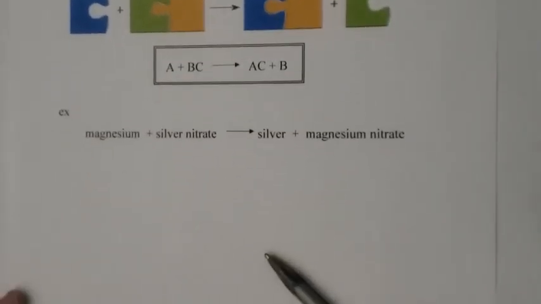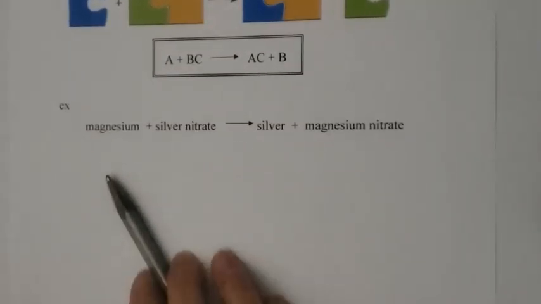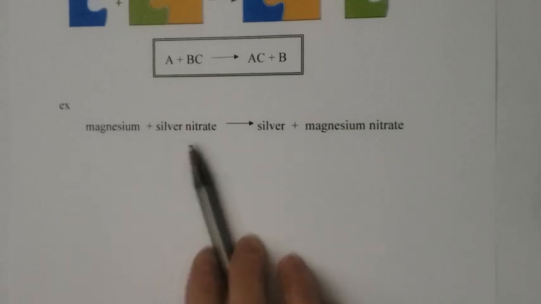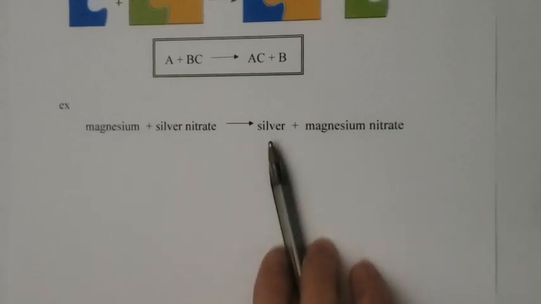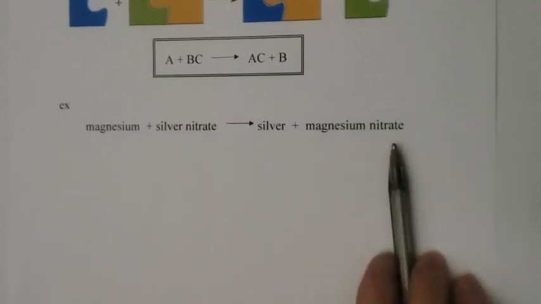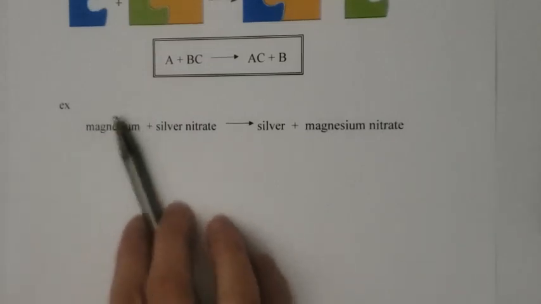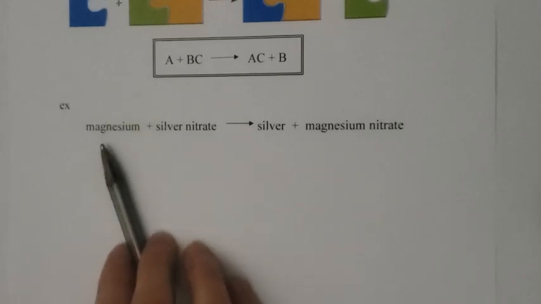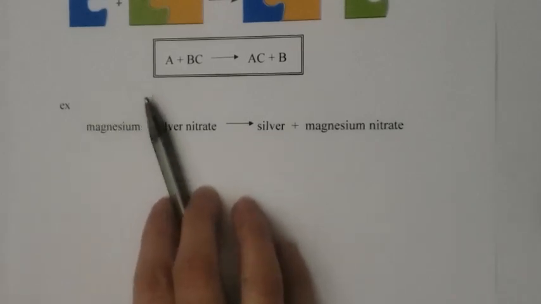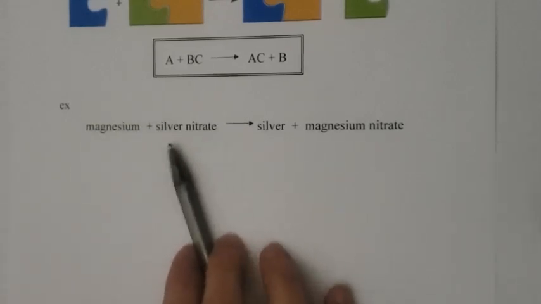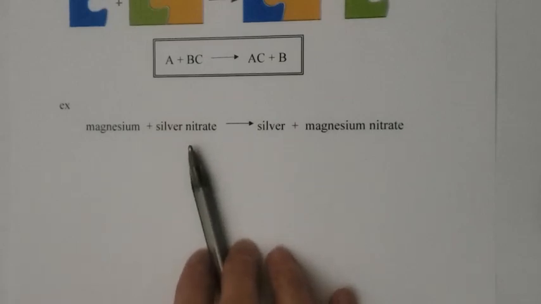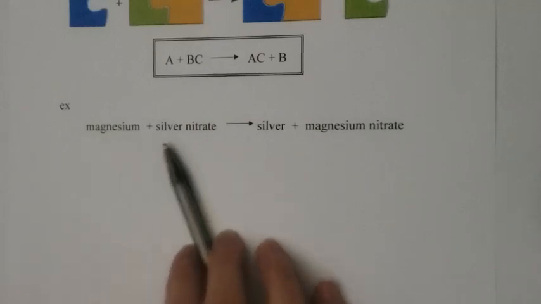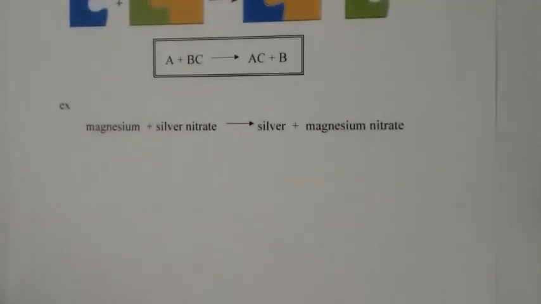So let's do an example. I have magnesium plus silver nitrate is going to give me silver plus magnesium nitrate. What's happened is the magnesium and the silver have switched spots. So the silver comes over here, so it's by itself, and the magnesium comes over here and becomes the new compound. So if you were to write out a balanced equation, well, first thing, we already have our word equation, so now let's just write out our formulas.